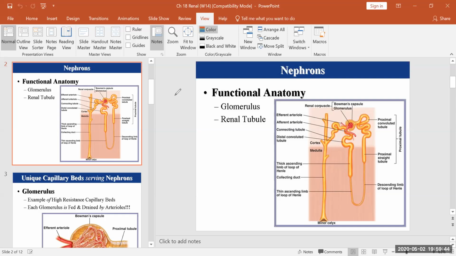The cortical nephrons have a short loop of Henle, whereas the juxtamedullary nephrons have a significantly longer loop of Henle. And not only that, the capillary bed surrounding the loop of Henle is also different depending on the type of nephron we're talking about. For the cortical nephron, the capillary bed is called peritubular capillary.